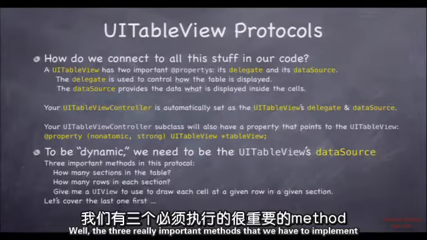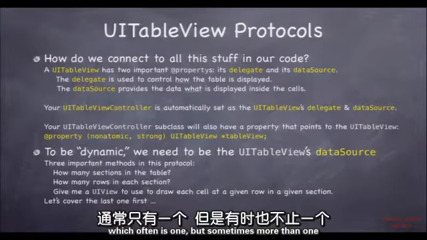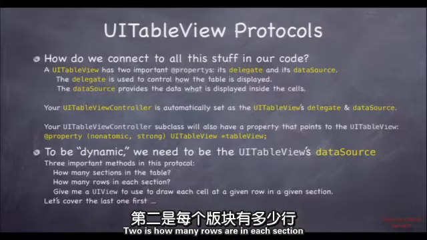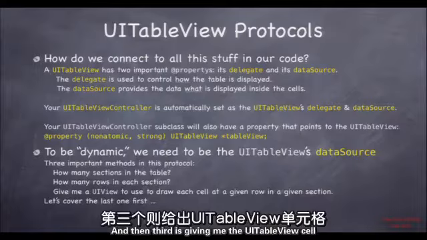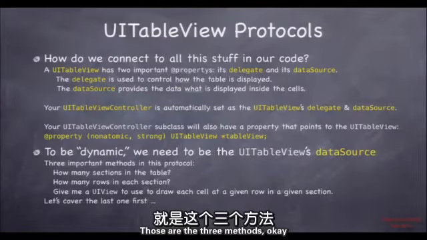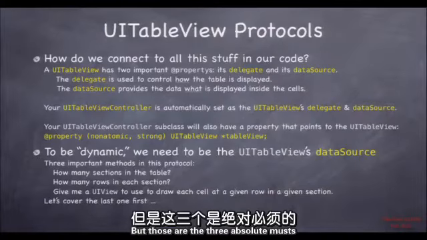Well, there's three really important methods that we have to implement. One says how many sections are in this table, which often is one, but sometimes more than one. Two is how many rows are in each section, so it's going to ask you repeatedly for each section. And then third is, give me the UI table view cell to draw each row. Those are the three methods, and we have to implement those. There's a bunch of other methods, but those are the three absolute musts.